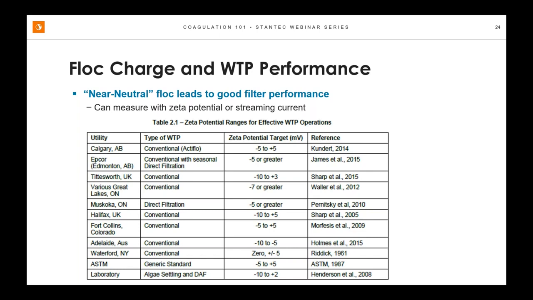We use zeta potential or streaming current as a nice way of measuring that actual floc charge. There's a whole bunch of studies where people have shown the ranges of zeta potential or particle charge that different real plants have found where the plant actually works well in practice. So we don't have to be at zero. There are a lot of plants that show that at -7 or -5, things are working well.